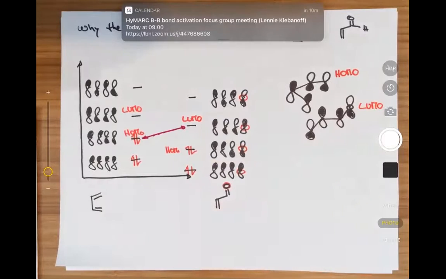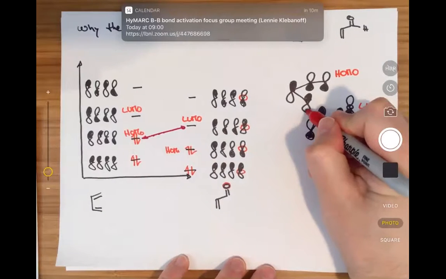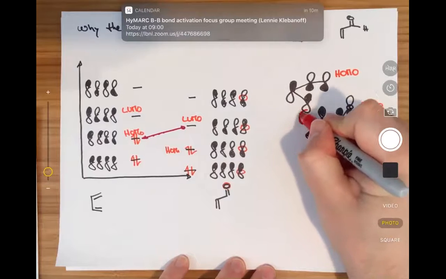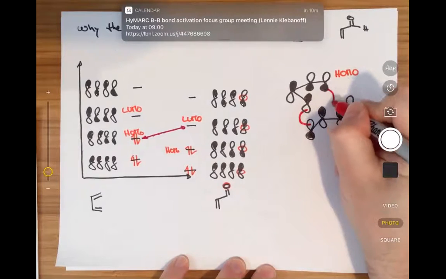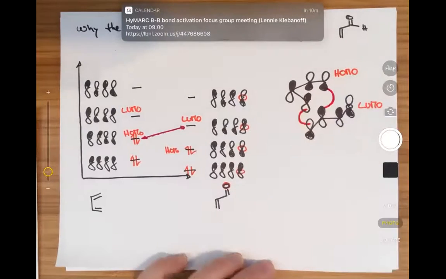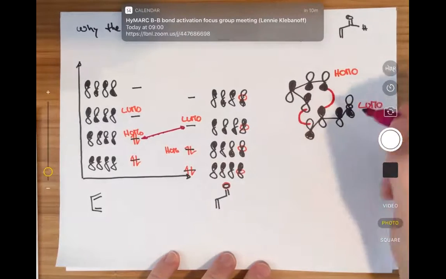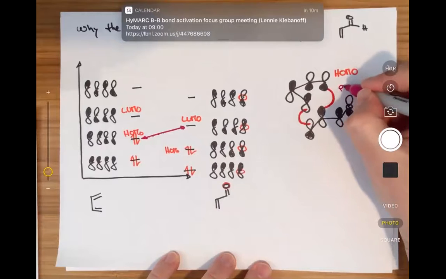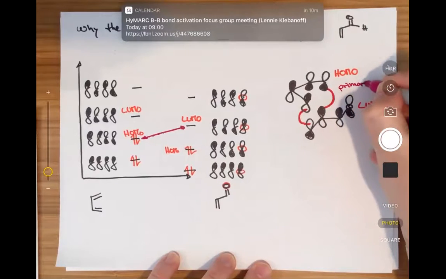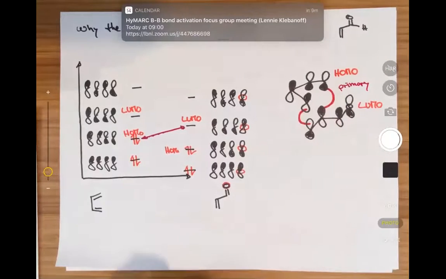Now, the primary interaction that we are going to be observing is the interaction between these 2 orbitals here and the interaction between these 2 orbitals here. That's our primary interaction in the Diels-Alder reaction that then gives us the product. So this is the primary interaction.